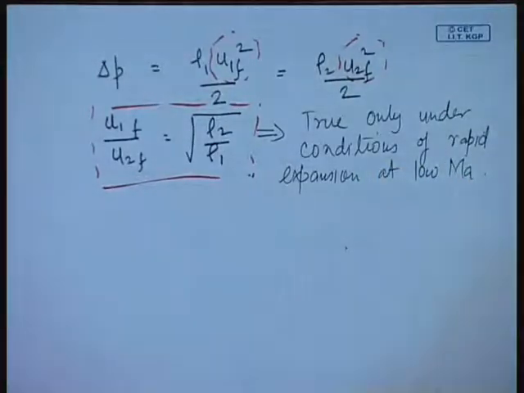Just because at low Mach number only we can assume rho 1, rho 2 to be constant and independent of pressure. Okay, only under that condition we can assume this particular case. So, after this, more or less, what are the things we have completed?